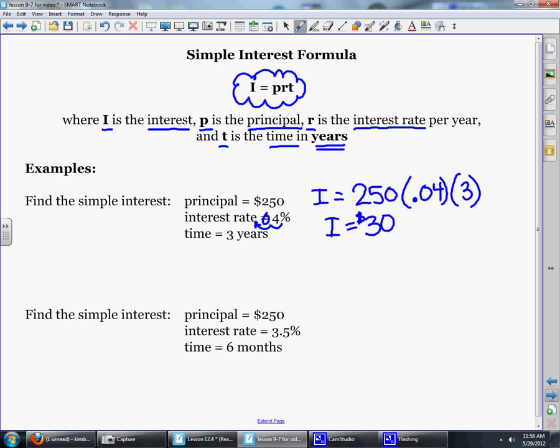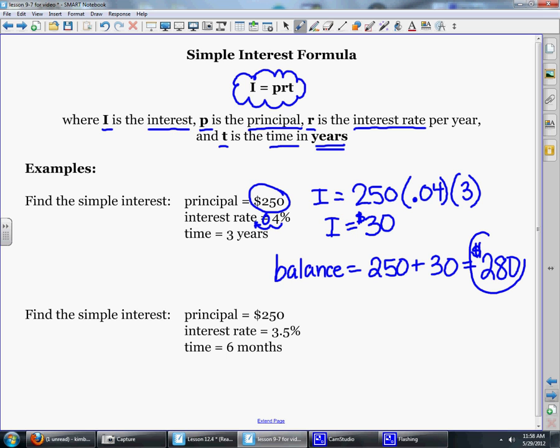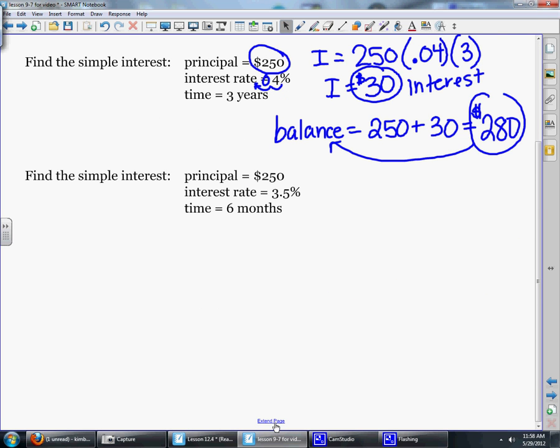Now, what if you wanted to know the balance on your account? That's your interest. The balance would be equal to your principal, $250, plus your $30 interest, which means in your account you would then have $280. This here is your interest. This is the balance. So let's look at the second example.